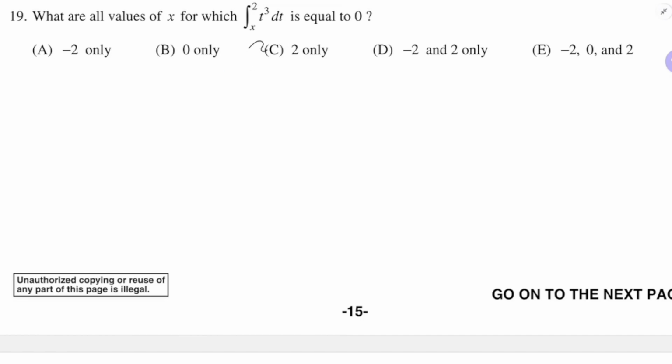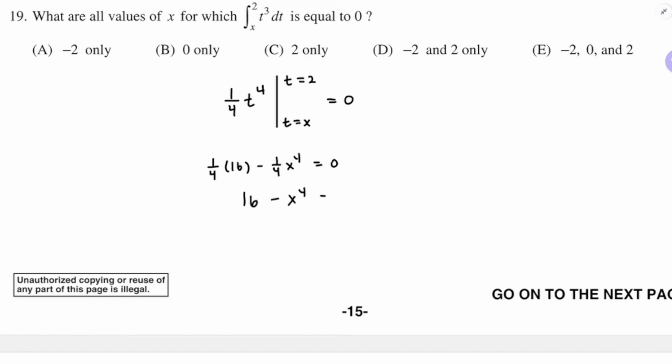Okay, so antiderivative of t to the third from t equals x to t equals 2. And that's going to be equal to 0. And we're just going to have faith that this will work out. 1/4 of 2 to the 4th is 1/4 of 16, minus 1/4 x to the 4th equals 0. Okay, so maybe I could just multiply both sides of the equation by 4 and get 16 minus x to the 4 equals 0. So 16 equals x to the 4. And, okay, that's x equals 2.